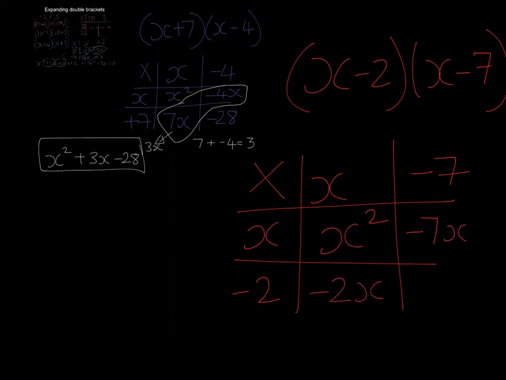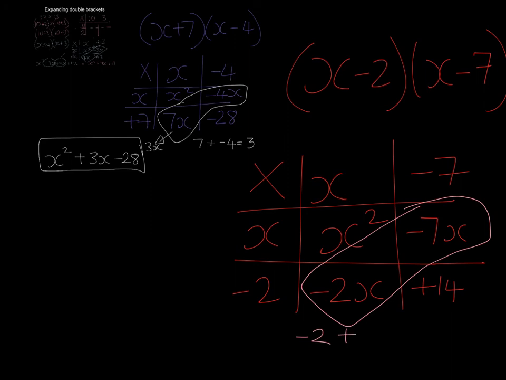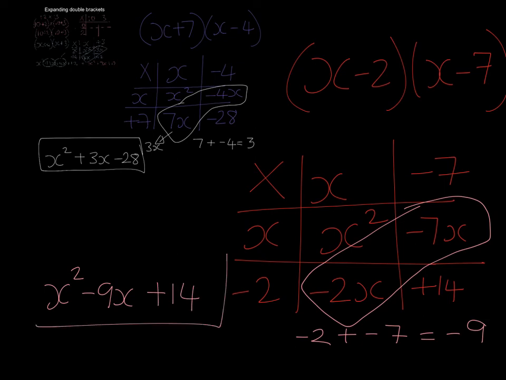And again, grab your calculator, minus 7 times minus 2 is going to give you a positive 14. Now, if we simplify this one, again remember, because your next test is calculator, minus 2, if we haven't got the x, add minus 7. If you do that on the calculator, minus 9. So that's going to give us minus 9x. So we've got x squared minus 9x plus 14. And that's your final answer.